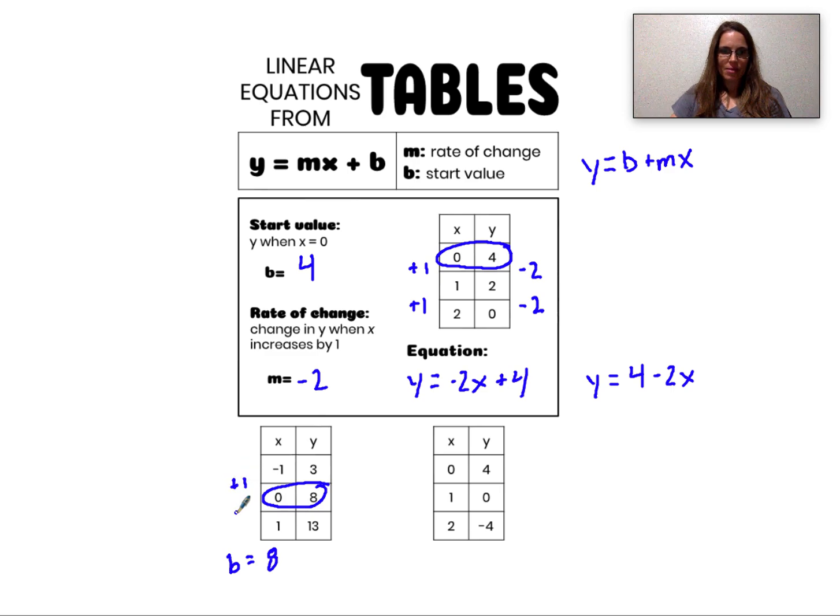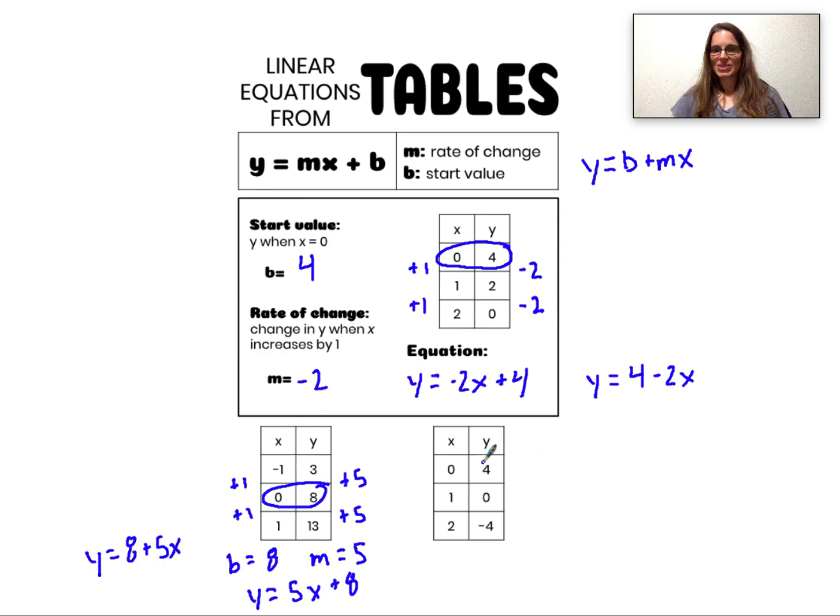Now I'm looking at my table and making sure that x is going up by 1, x is going up by 1, x is going up by 1. So what's happening to y? As x goes up by 1, y goes up by 5. From 3 to 8, I add 5. From 8 to 13, I add 5. That means my rate of change is just 5. How much y increases or decreases by when x goes up by 1? My equation then is y equals 5x plus 8, which, it's okay if you want to write that as y equals 8 plus 5x.